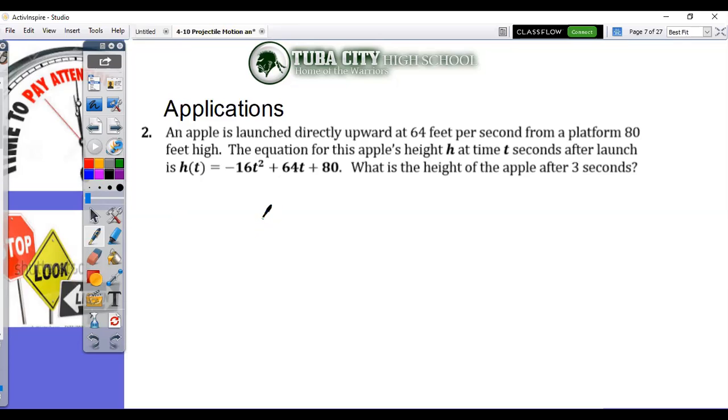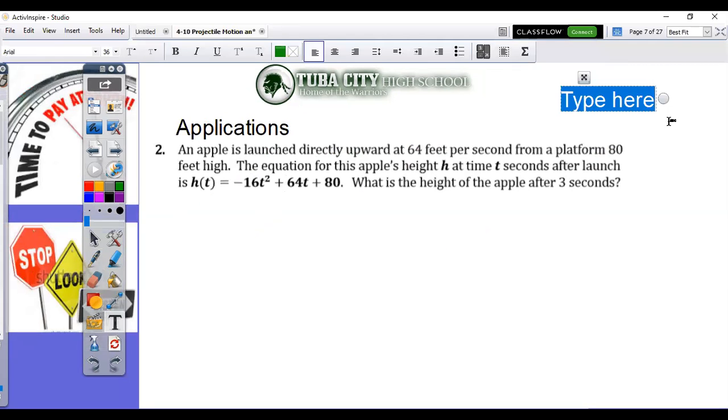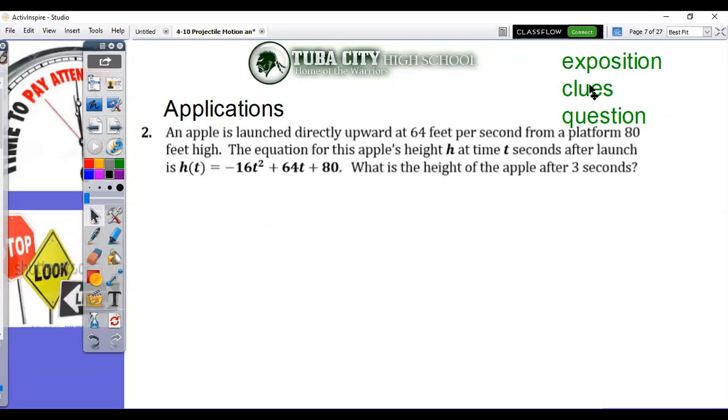All right, so here we have another one. An apple is launched upwards at 64 feet per second from a platform 80 feet high. All right, so as I was mentioning, word problems have several parts. Every word problem has exposition, and then they have what I call clue statements, and then they have a question. So these are the three things that word problems have.